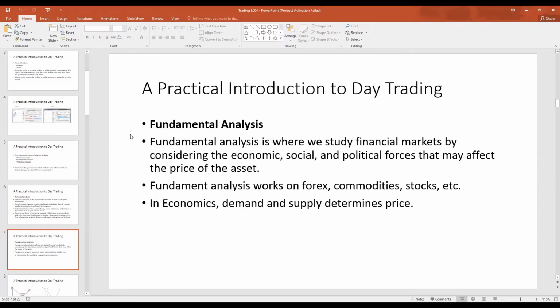Fundamental analysis is where we study the economic factors that may be driving the price of the asset. In other words, there are different demand and supply factors which may cause the price of the asset to go up, or they may cause the price of the asset to go down. Fundamental analysis can be applied to Forex, commodities, stocks. It can be applied to any asset.